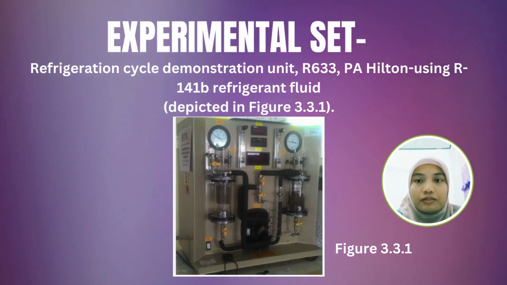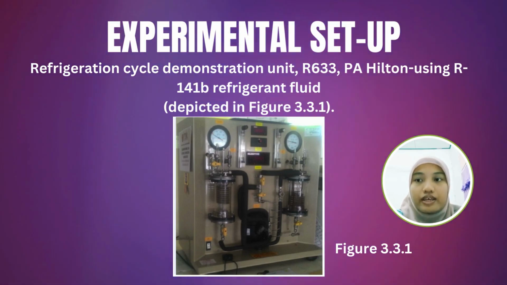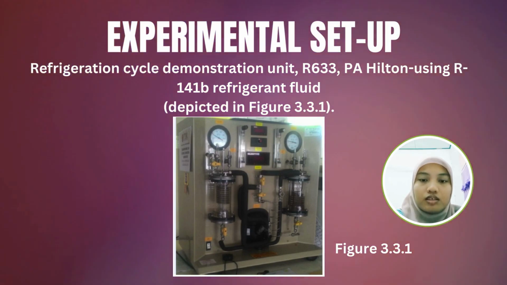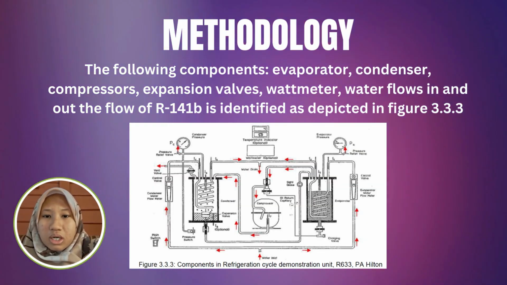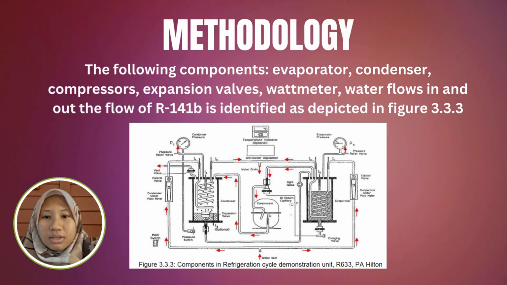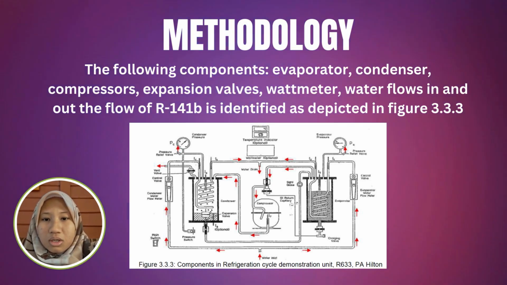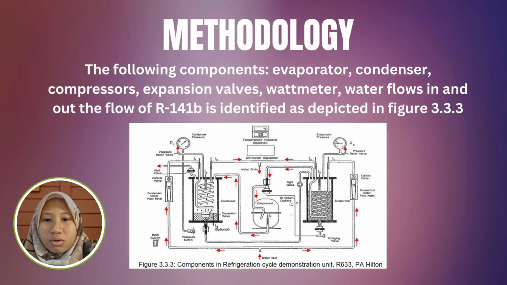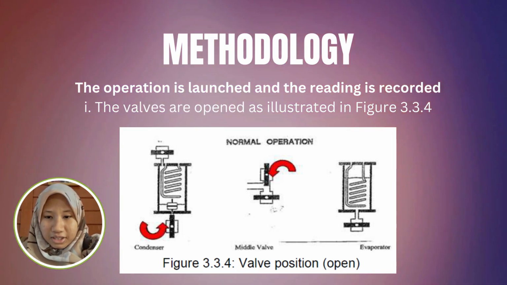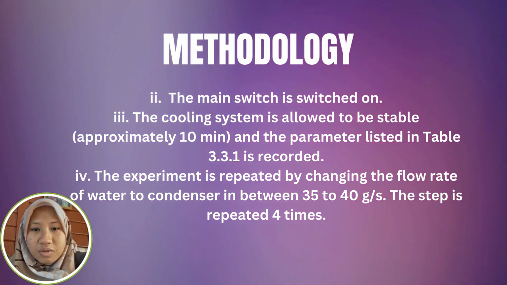For this experiment, we use a refrigeration cycle demonstration unit R633 PA Hilton using R141B refrigerant fluid, as depicted in figure 3.3.1. In the methodology, we must identify the following components: evaporator, condenser, compressor, expansion valve, watt meter, and water flow in and out of the R141B. After we identify the apparatus, the second step is to open the valves as in figure 3.3.4. After the valves are open, the main switch is switched on.